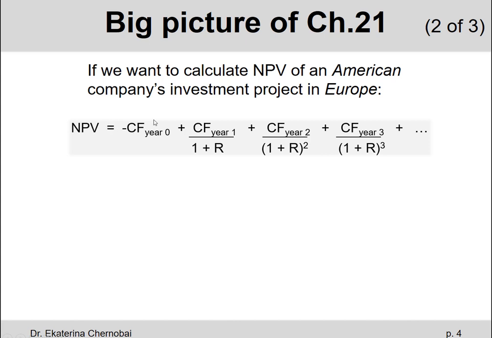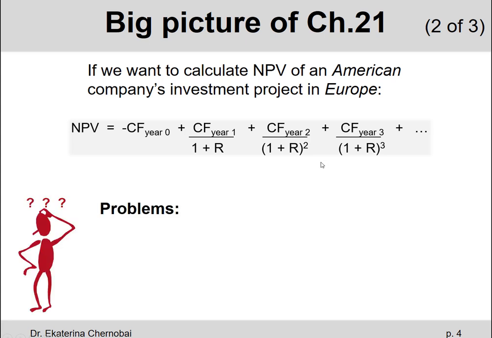It's equal to the investment in year 0, or a negative cash flow in year 0. And then we add discounted future cash flows. So cash flow in year 1 divided by 1 plus the required return, or the discount rate. Then we add cash flow from the second year, discounted back by 2 years. So 1 plus the discount rate is squared, and so on.